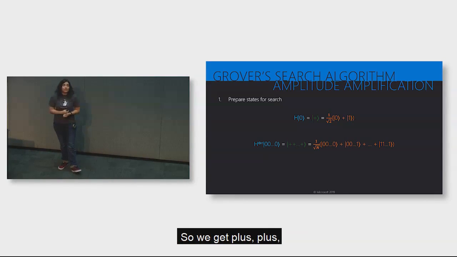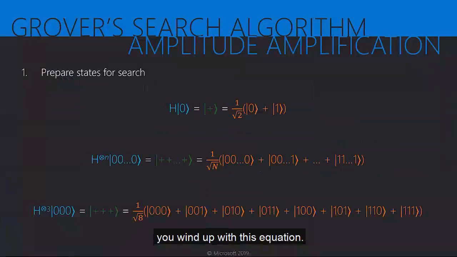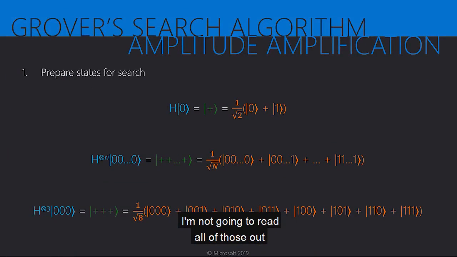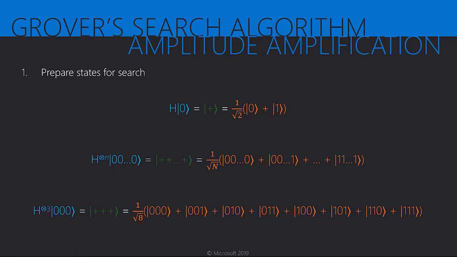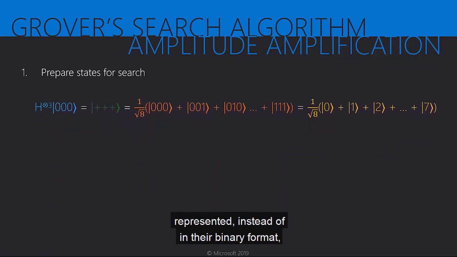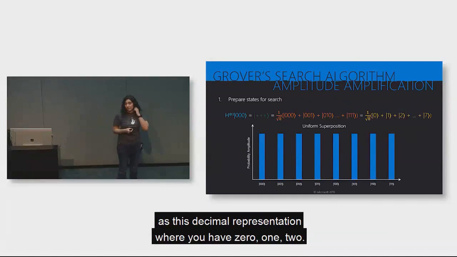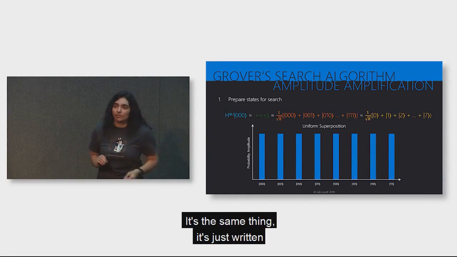So we get plus, plus, plus, and then if you expand that out, you wind up with this equation. So 1 over root 8. I'm not going to read all of those out, but you get the idea. We have 8 different states that this could possibly exist in. Sometimes you might see these states represented as, instead of in their binary format, this decimal representation where you have 0, 1, 2. It's the same thing, it's just written differently because we're lazy.